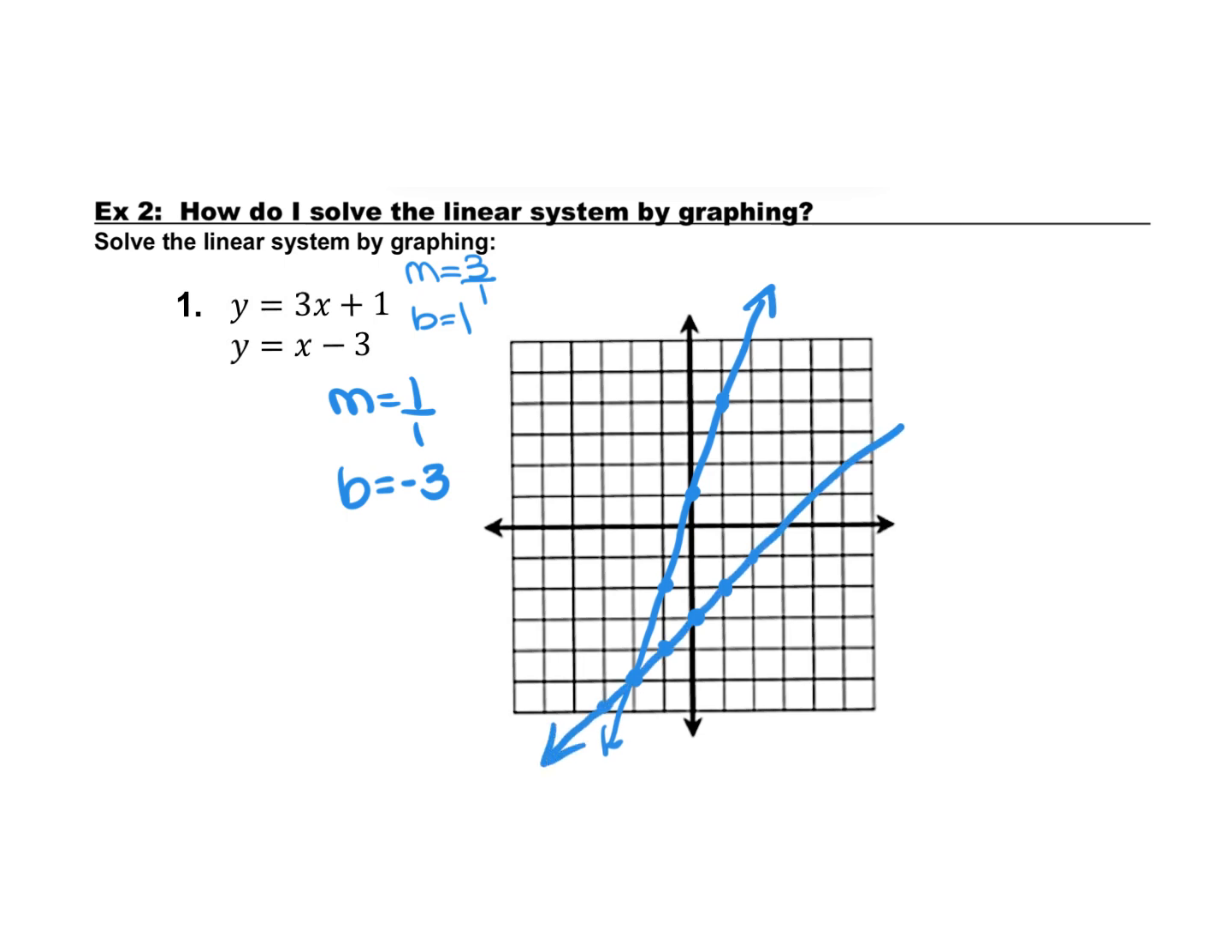after I'm done graphing, the point at which the two lines intersect is the solution to this system. So the solution to the system is an ordered pair: negative 2, negative 5. Now, if I went back up top and plugged in the negative 2 and negative 5 for the x and the y, just like the example we did, it is going to work for both of those equations.